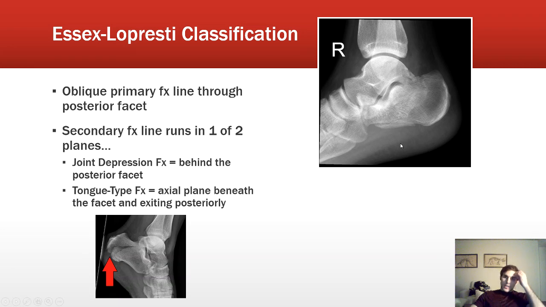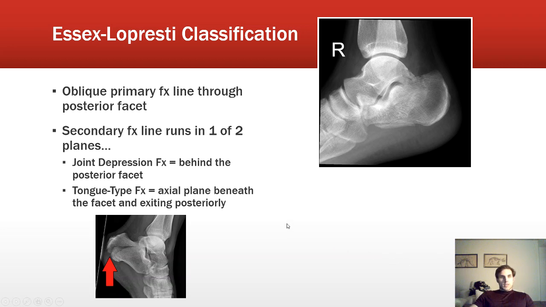If we look at the Bowler angle for this, we connect the superiormost portion of the calcaneus anteriorly to the superiormost portion of the posterior facet, and then the superiormost portion of the tuberosity. This line is pretty flat. It's definitely less than 20 degrees. So we know that this is a joint depression type fracture with a collapsed posterior facet.